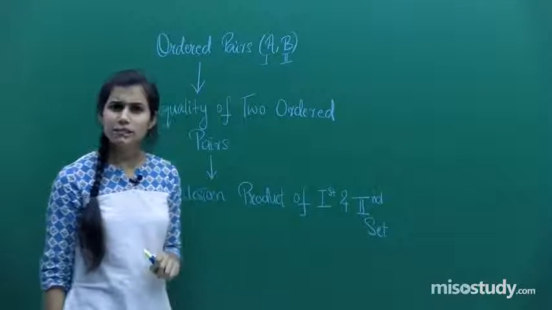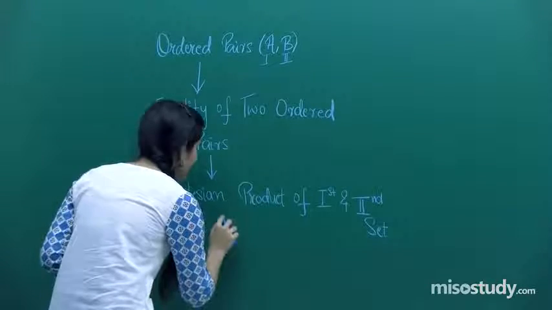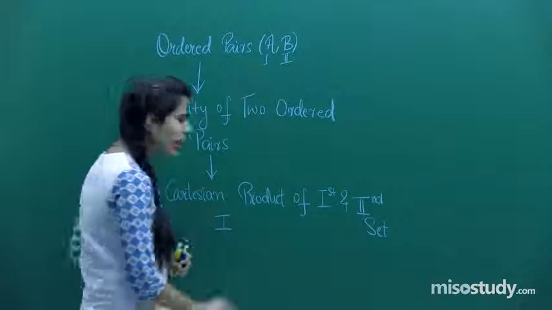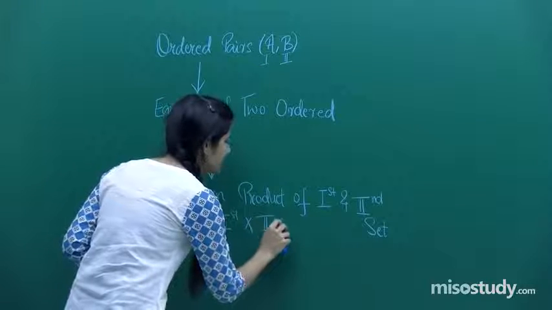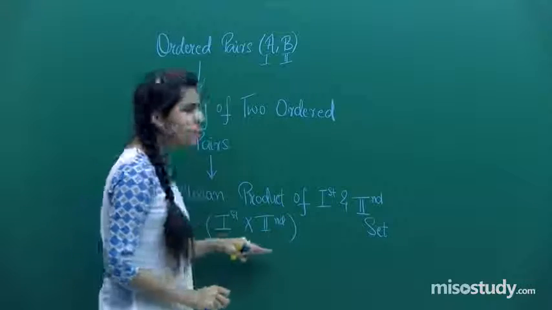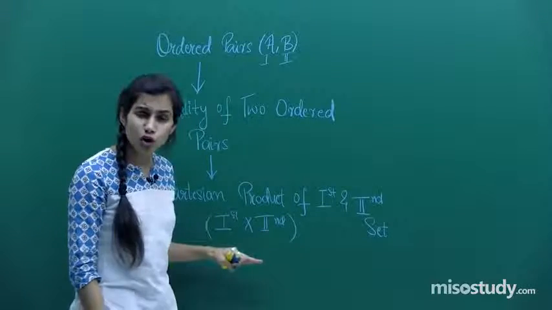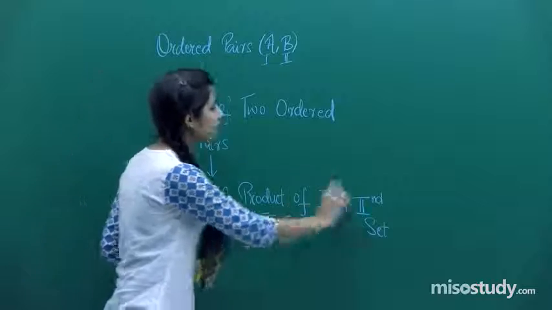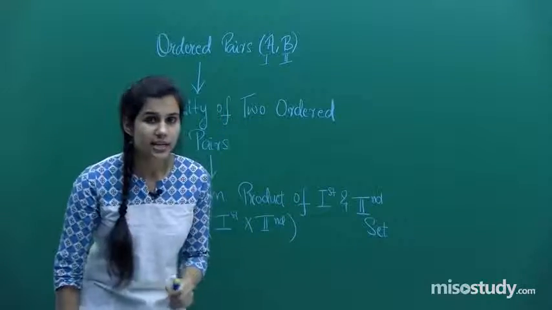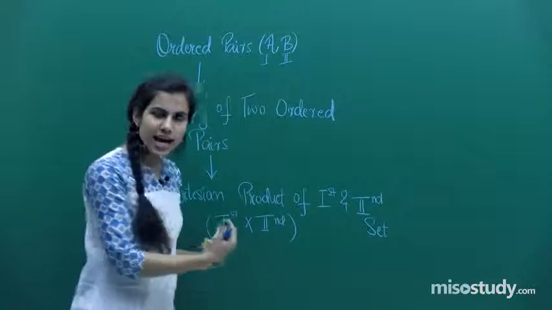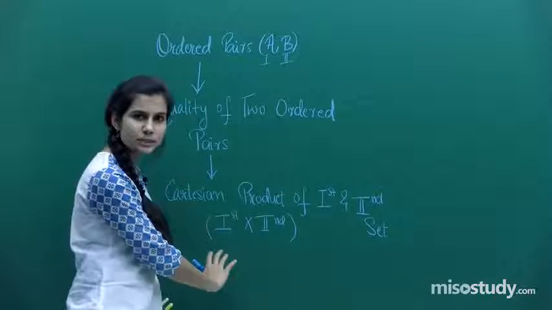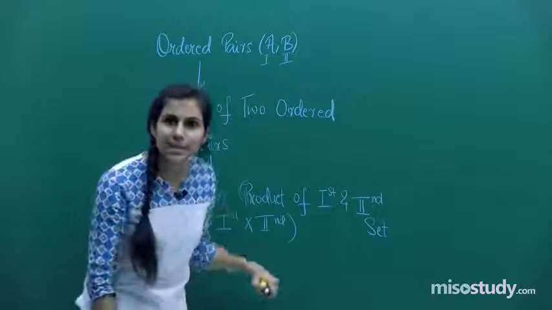And this was denoted by what? Well, this had a very nice notation. You just have to write the first set, multiply it with the very second set. This particular notation was used in order to write the Cartesian product of the first and the second set. Well, I also told you, what if I swap the orders? I make my second set come at the first position and first set go at the second position.